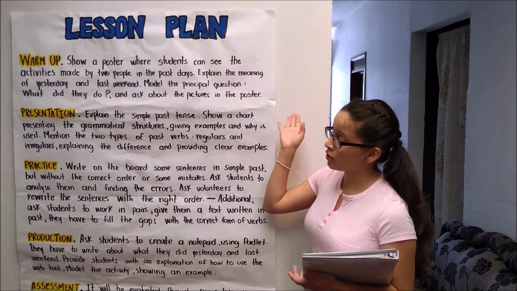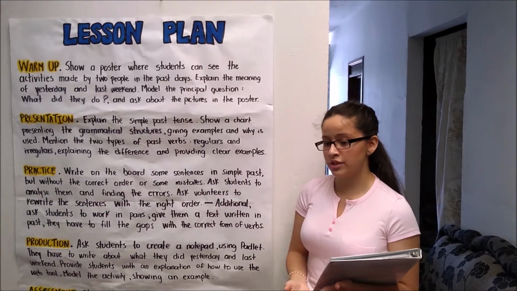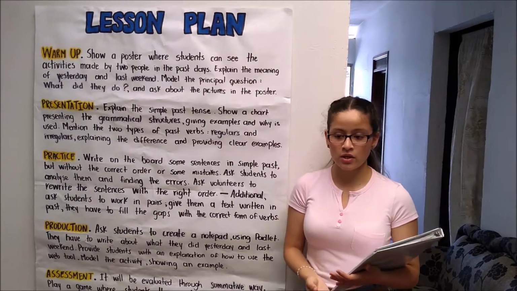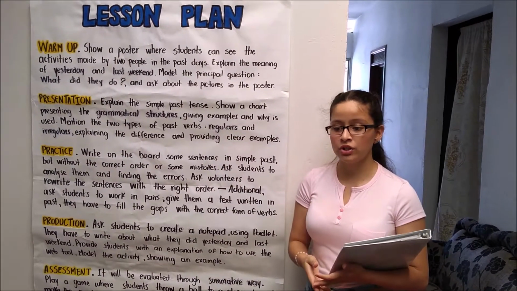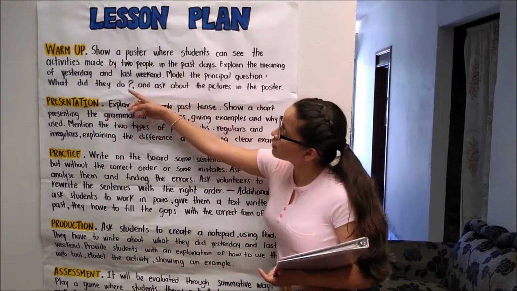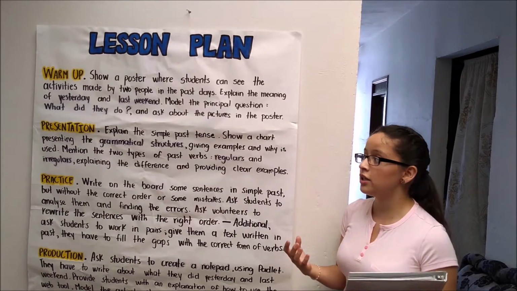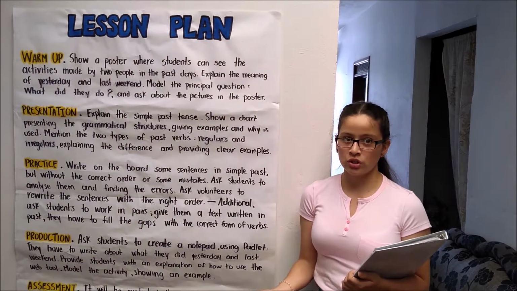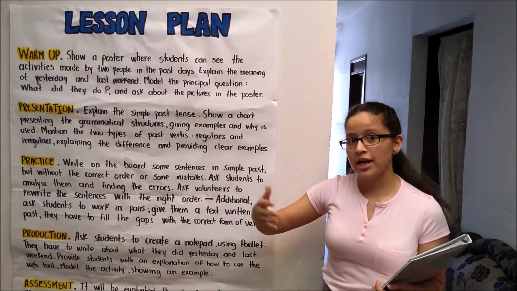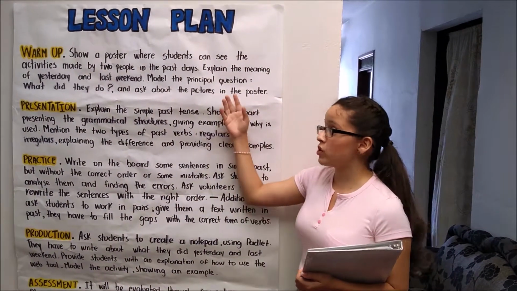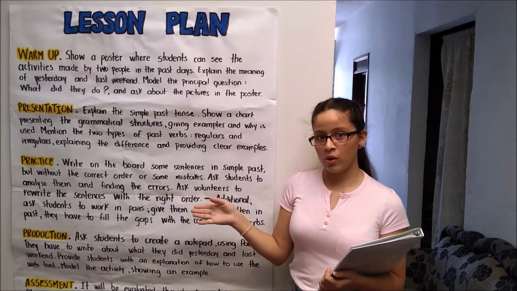In this opportunity, the teacher shows a poster where the students can see the activities made by a person in the past days. With the poster, the teacher has to explain the meaning of the time expressions yesterday and last weekend. And also, he has to model the principal question of the lesson plan, which is what did they do, both for yesterday and last weekend. This poster is an online resource that I'm going to show now with an image.